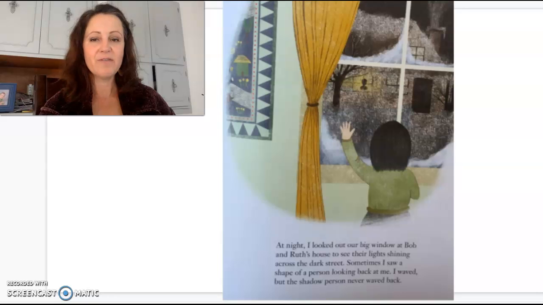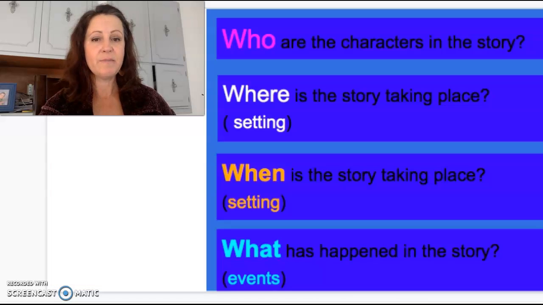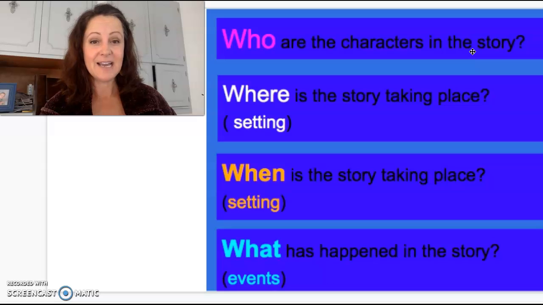And remember that our focus was that we would describe the important characters and events from the first part of the story. And to do that, let's remember what our questions are. First, who are the characters in the story? Well, we know the narrator, the main character telling the story, is a little girl named Pandau. We know she lives with her mother and father, her 2 little brothers who have names, but we don't know what their names are. An older woman named Tsai Tsai, who probably is a grandmother.